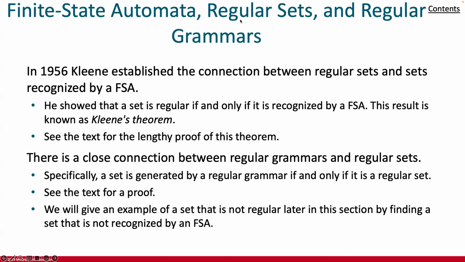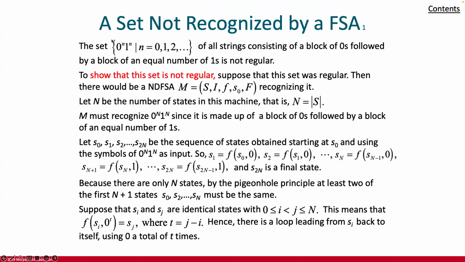In terms of finite state automata, regular sets, and regular grammars, Kleene established the connection between regular sets and sets recognized by finite state automata. And there is a close connection between the regular grammars and regular sets as well. So I'll just keep that at a high level. And here, Rosen talks about a set not recognized by an FSA. So Rosen shows that a set is recognized by a finite state automaton if and only if it is regular.